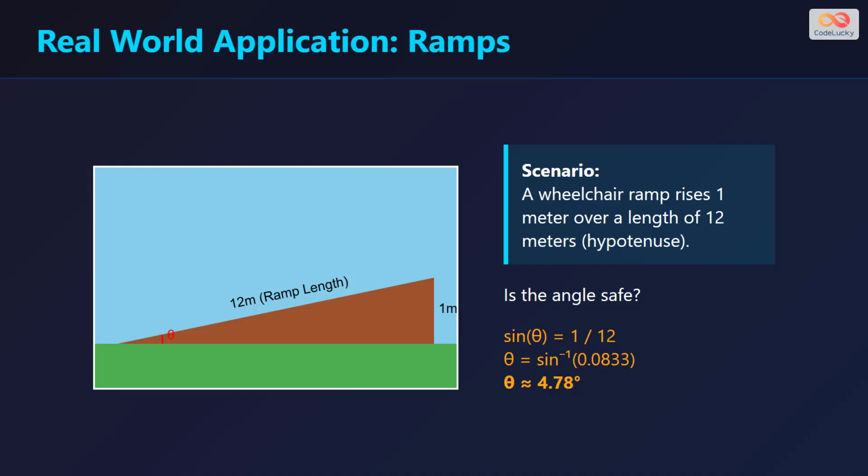Why is this useful? Engineers use this all the time. For example, building a wheelchair ramp. If you know the ramp must rise 1 meter and the ramp length is 12 meters, you can use inverse sine to calculate the angle of inclination to ensure it meets safety standards.